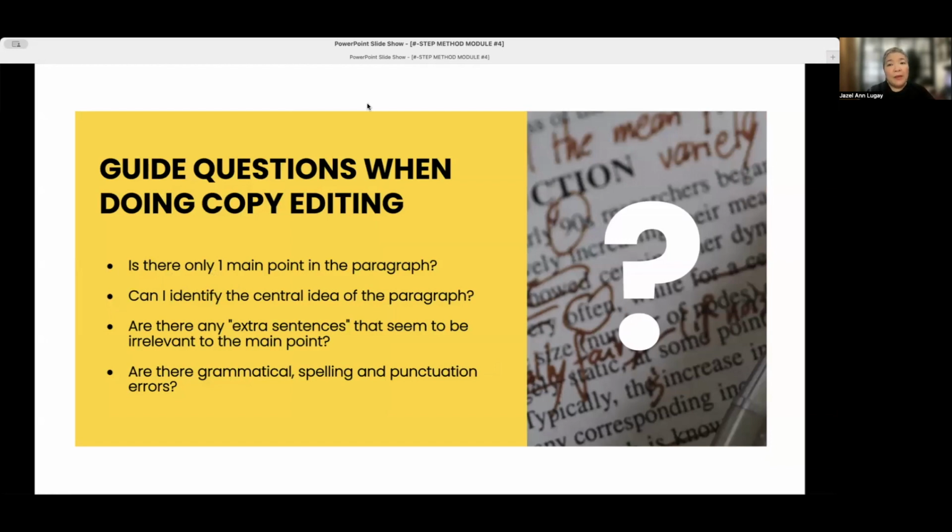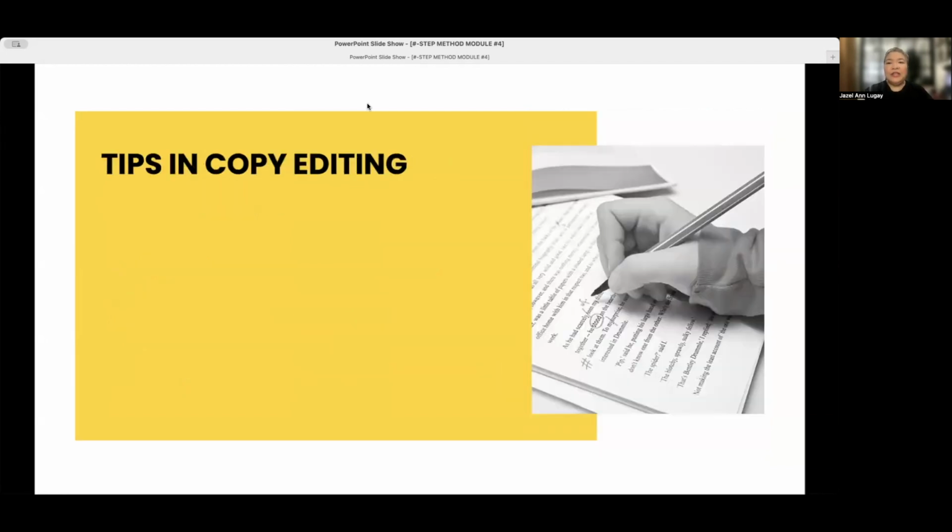Is there only one main point in the paragraph? Can I identify the central idea of the paragraph? Are there any extra sentences that seem to be irrelevant to the main point? Are there grammatical, spelling, and punctuation errors? Here are some tips in copy editing.